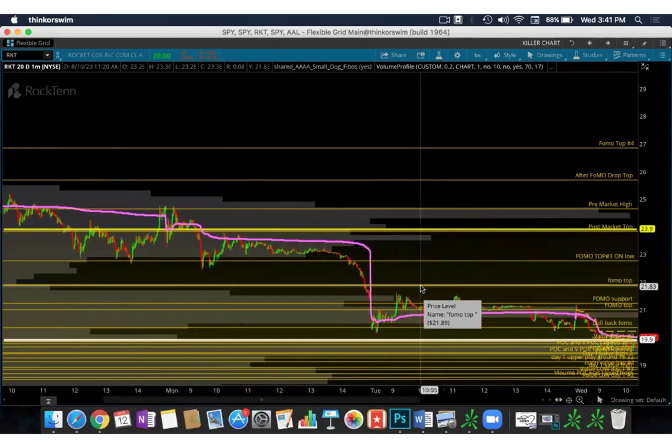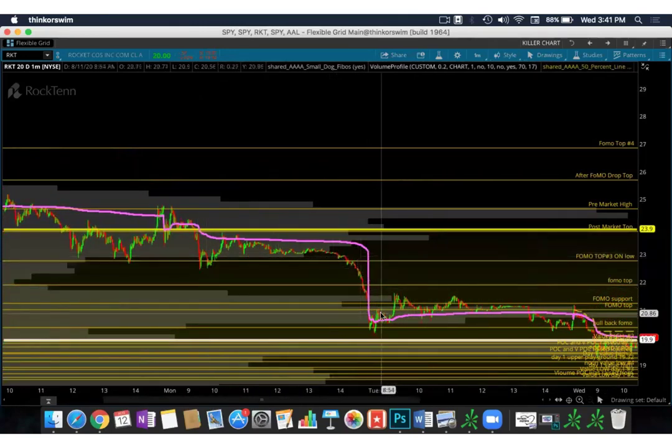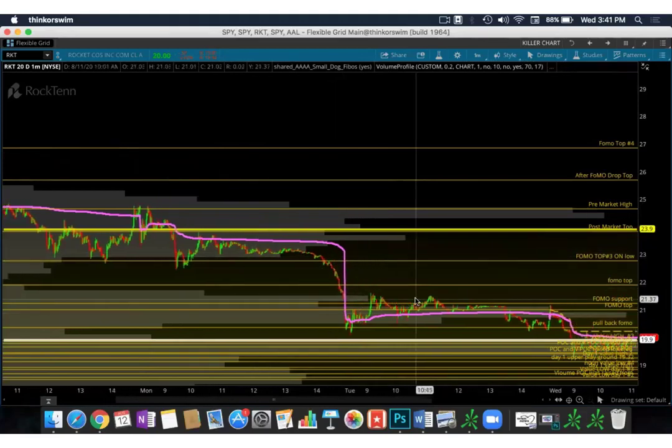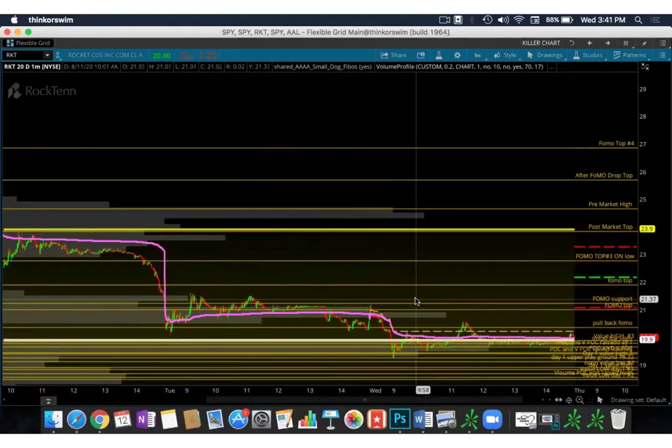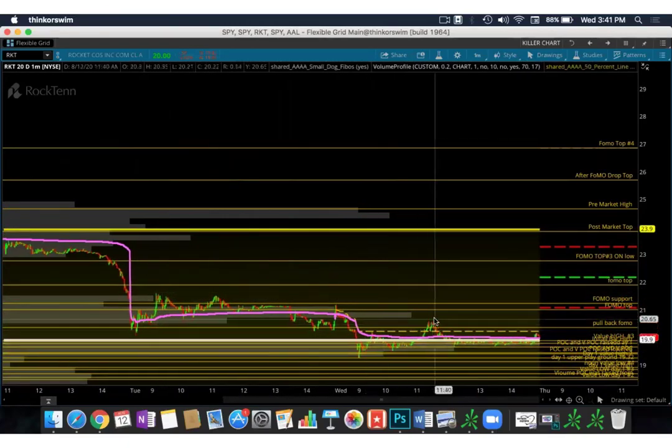So we can see that all of these different FOMO tops were acting as support, FOMO support, support, support. But now you can see that they began to act as resistance. So what was acting as support is now acting as resistance.